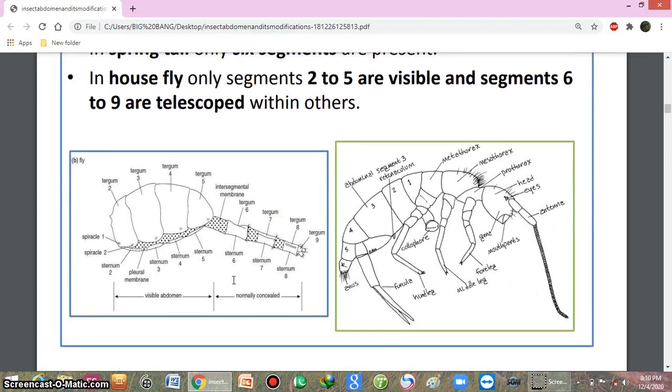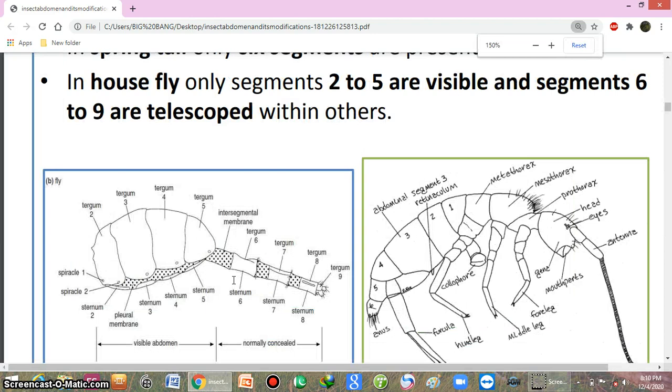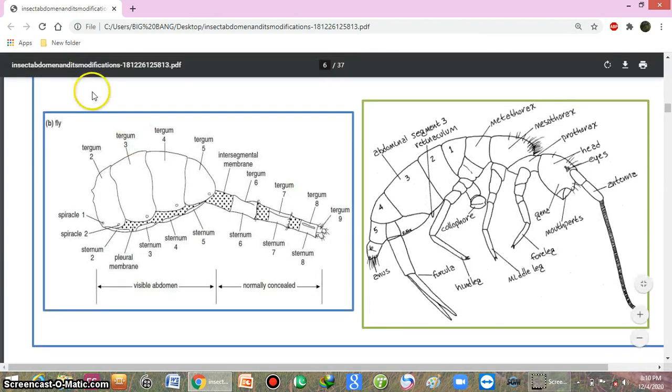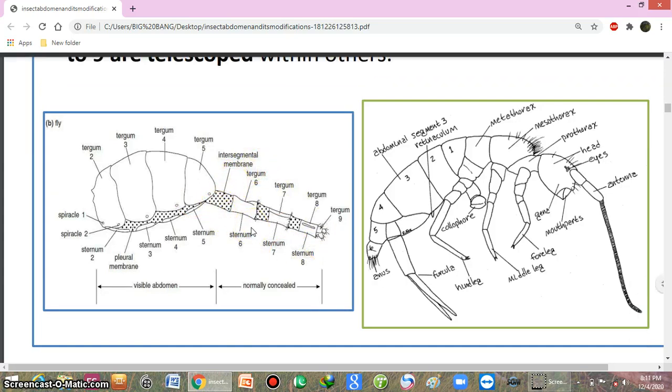Here you can see the diagram. This is the abdomen of the fly. This is tergum 2. Tergum 3, tergum 4, 5th, and 6 to 9th are telescoped with each other. Spiracles are present on the abdomen for the purpose of the respiration. This portion is normally visible in flies. However, this portion is not visible in flies, or you can say this portion is concealed.